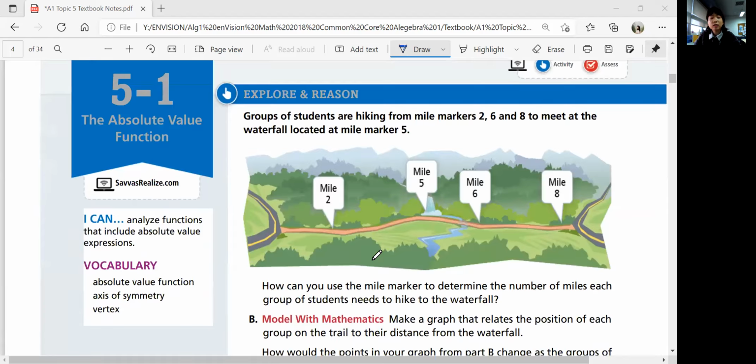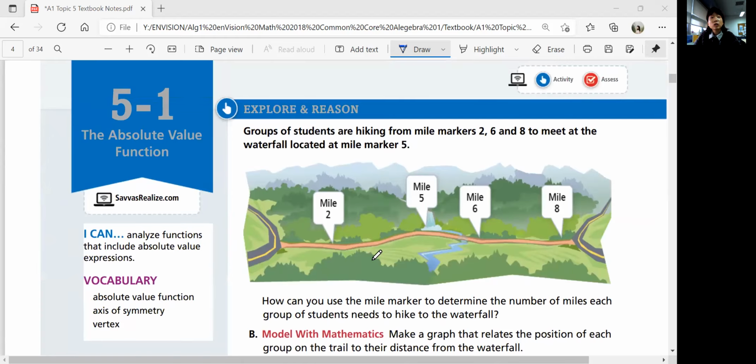Okay, lesson 1. The absolute value function. In this lesson, you will analyze functions that include absolute value expressions. So we'll talk about absolute value function, axis of symmetry, and vertex. First, let's look at exploring reasoning.